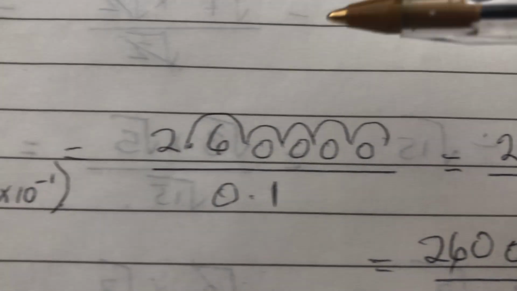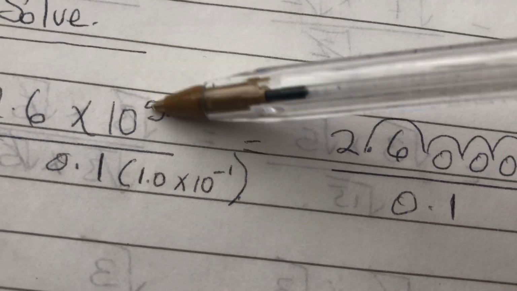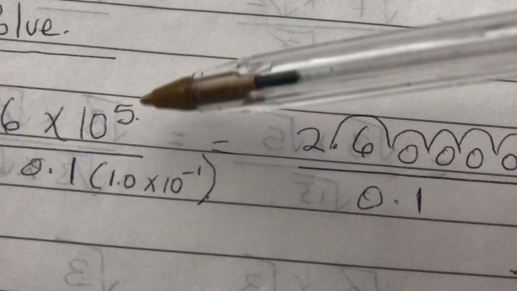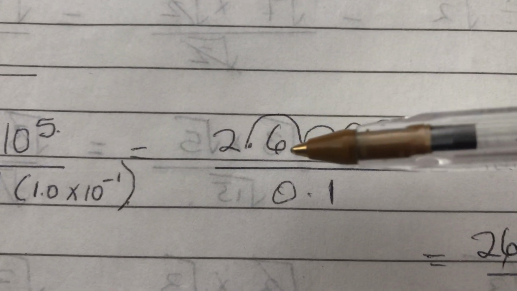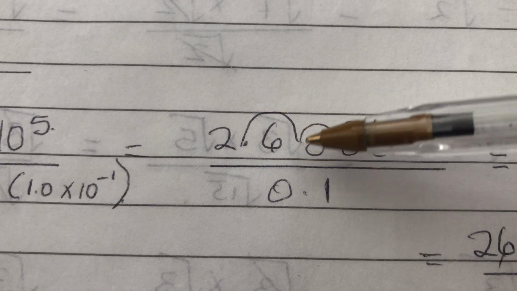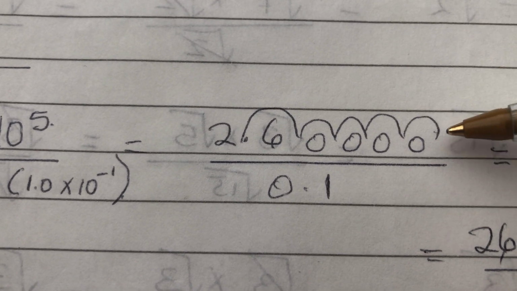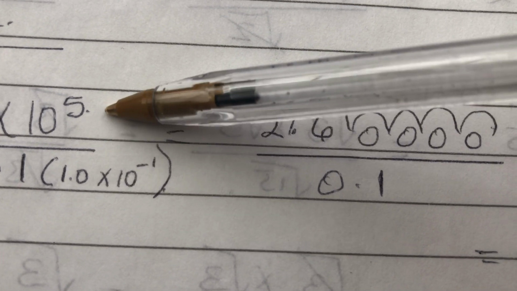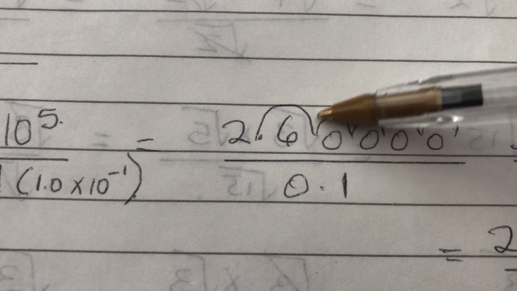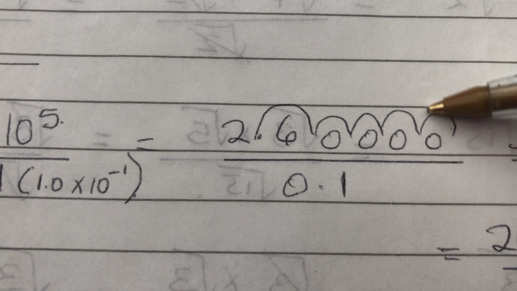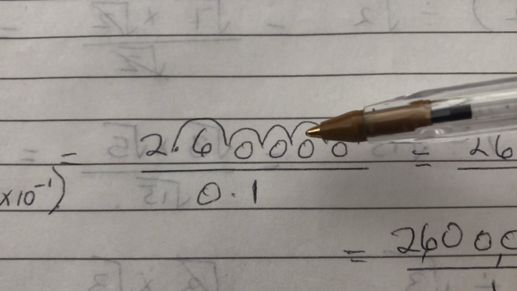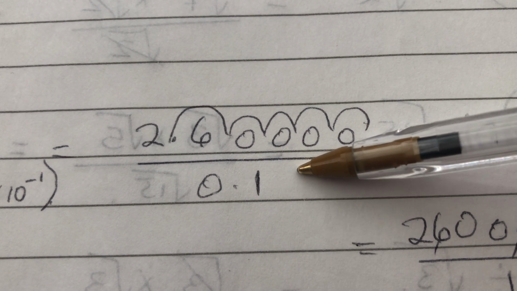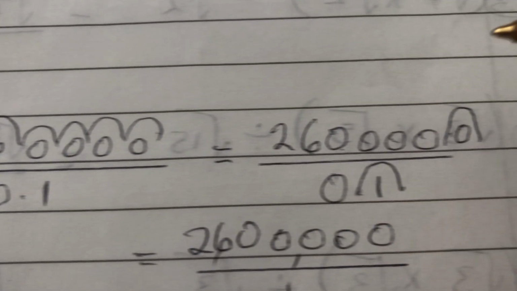So what I did here is 2.6 in the standard form times 10 to the power 5. So I'm going to move towards my right hand 5 times, because it is positive 5, 10 to the power 5. So 1, 2, 3, 4, 5. So we have 260,000.